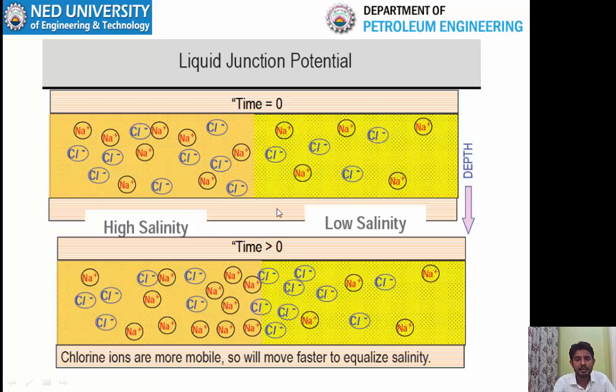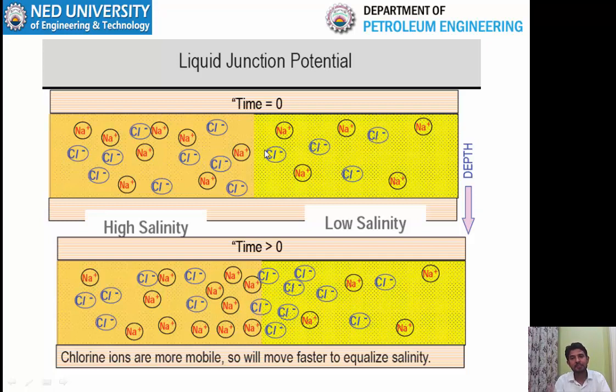And basically, generally what happens when two fluids of different salinity come in contact. For example, let's assume this is one fluid, represented by yellow color, and the second fluid is represented by orange color. So one fluid has low salinity and the other fluid has higher salinity.